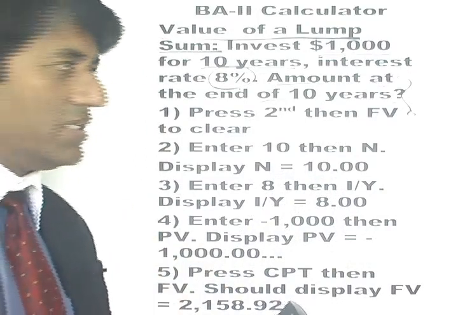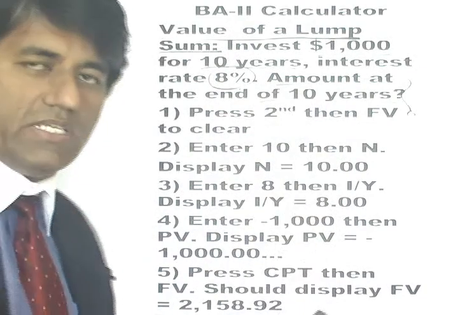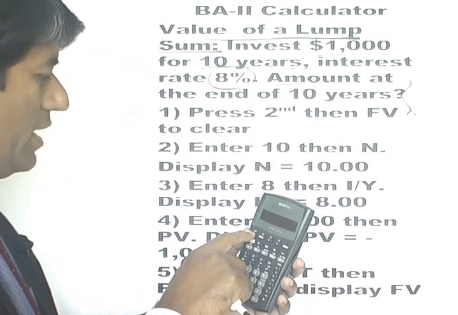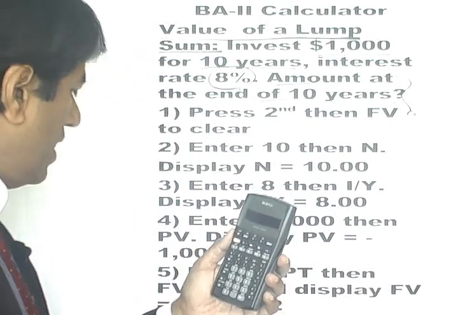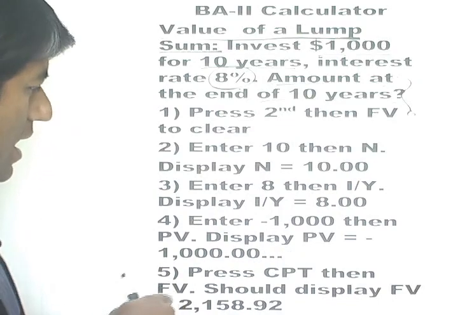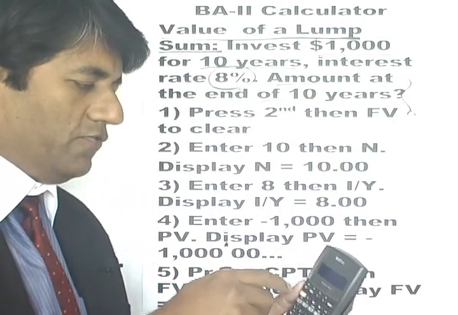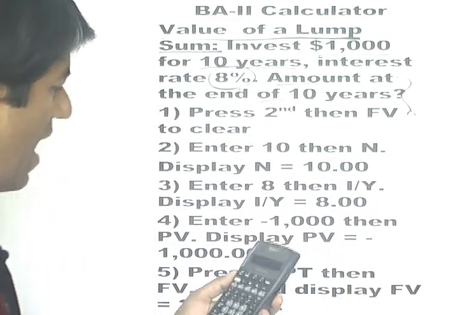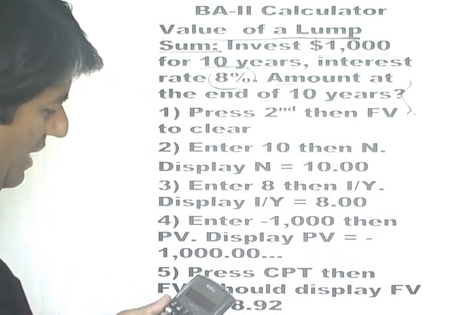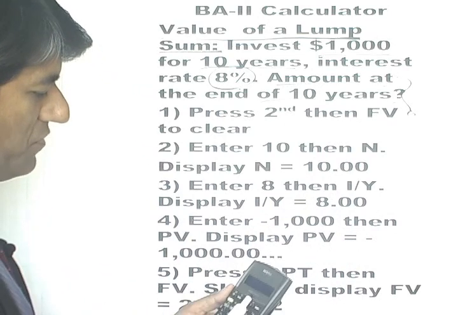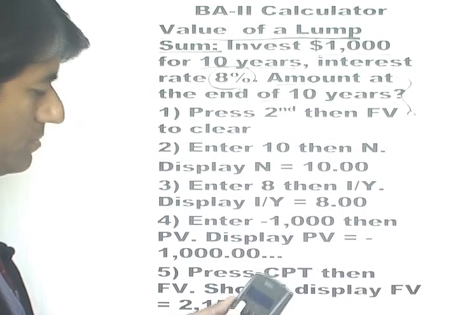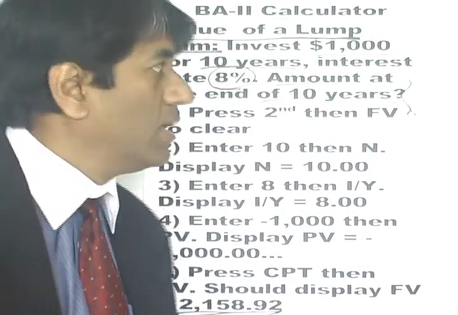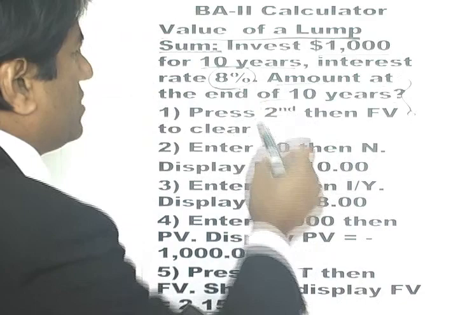So all the information has been entered. Now the calculator is ready to calculate what the future value is going to be. At that point, you have to hit the CPT button, and once it computes, to retrieve the value you hit the future value button. And it should display future value FV equal to 2,158.92. So this is the amount that you'll have after 10 years at this rate of interest.